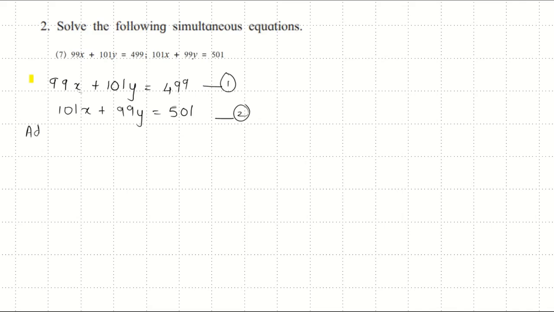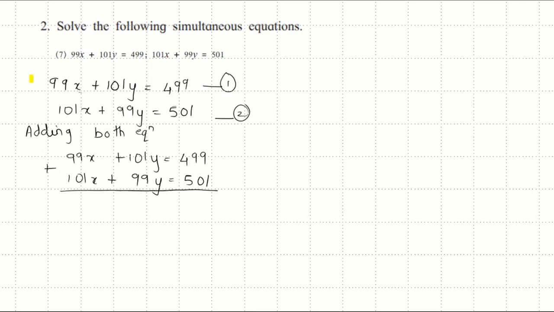Let's try adding both equations. 99x plus 101y is equal to 499. 101x plus 99y is equal to 501. On adding, we get 200x plus 200y is equal to 1000. Here all the numbers, 200, 200 and 1000, can be easily divided to get an easy equation. So let us divide by the same number, 200.